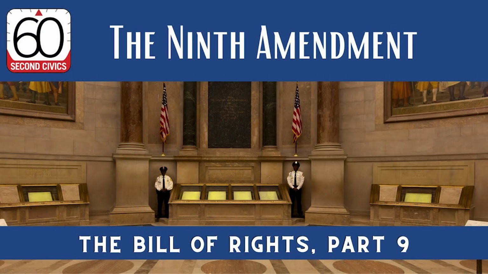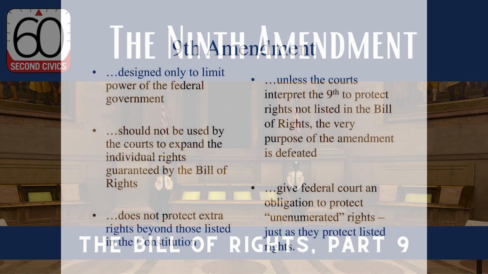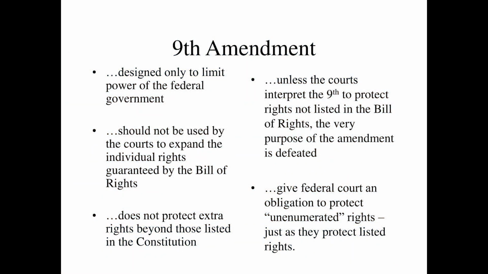James Madison, the primary architect of the Bill of Rights, included the Ninth Amendment to make it clear that the people retained other rights beyond those explicitly stated. At its core, the Ninth Amendment was designed to reinforce the principle of natural rights, the belief that individuals possess inherent freedoms that exist independently of government recognition.